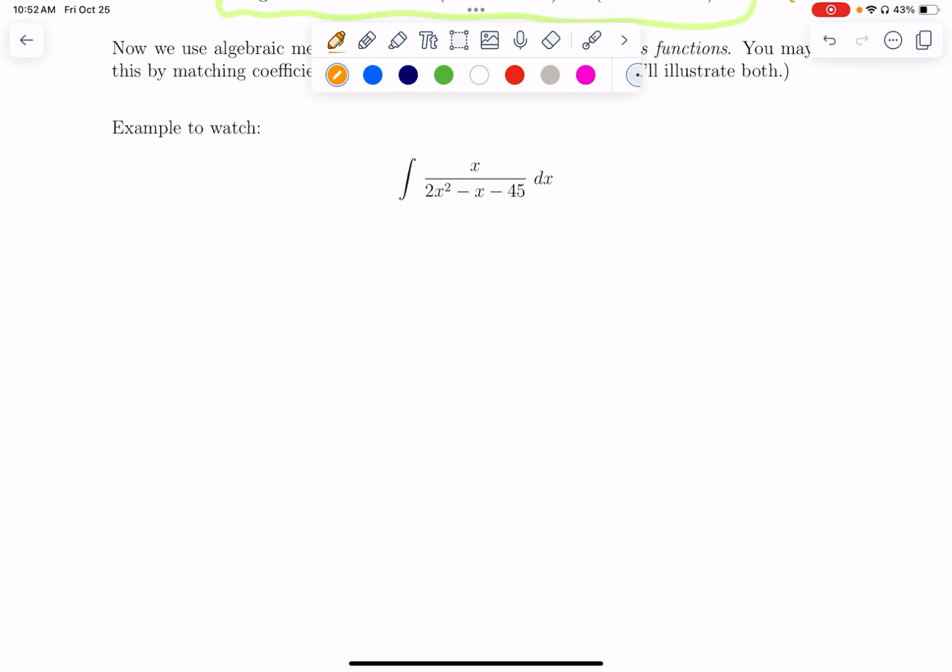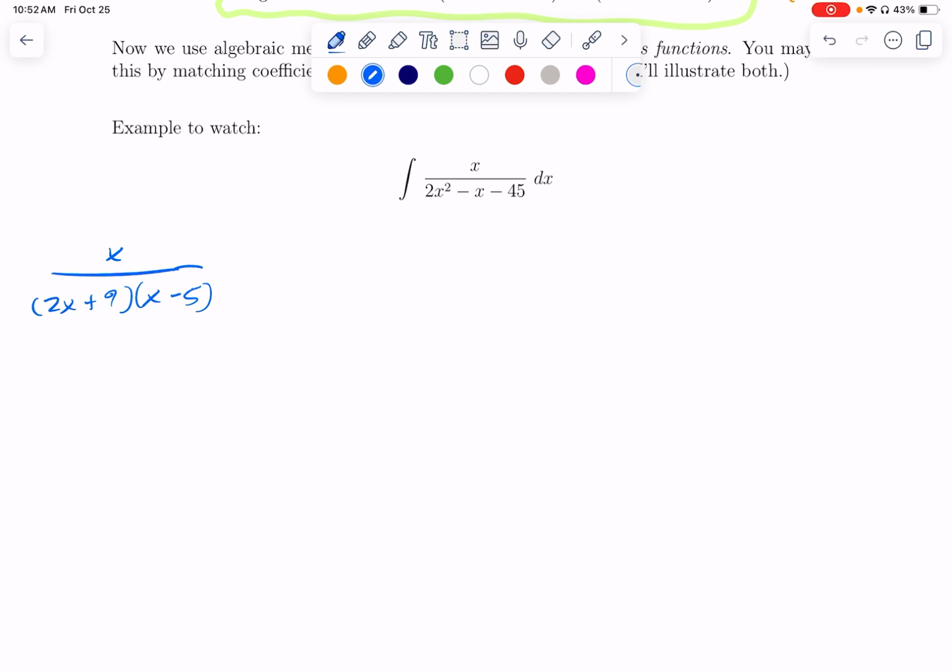So right off the bat, I notice that that denominator factors. This technique really only works when we have a factorable denominator. So that's what you're going to see for these examples. I did that factorization rather quickly. You know how to factor quadratics, if you have to guess and check a little bit.